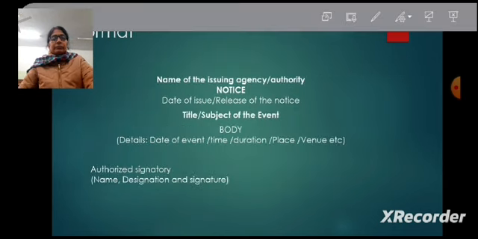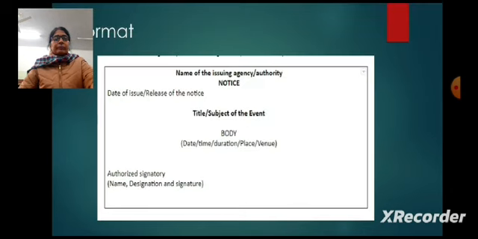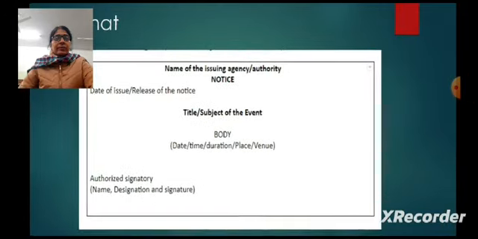This is the order you can see in the slide. Name of the issuing agency, the word NOTICE in capital letters must be there, then the date, then the title or topic or subject of the event, and then the body. And at last, on the left, we should write the name, designation and signature of the issuing authority. Yes, this is the example.